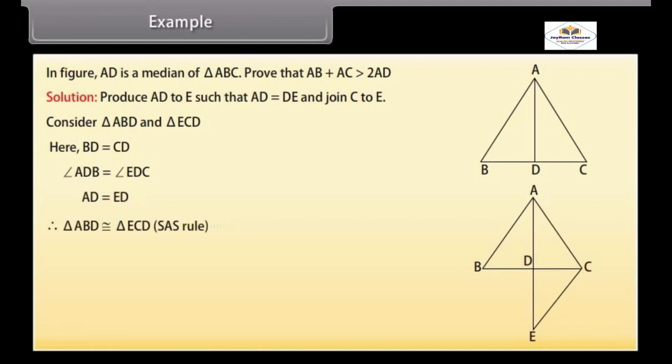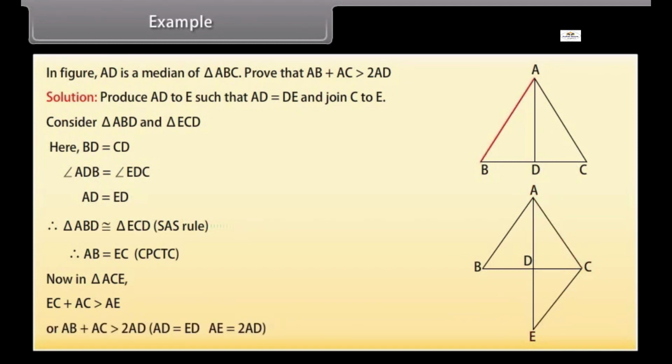Therefore, by SAS congruence rule, triangle ABD is congruent to triangle ECD. Therefore, AB is equal to EC, CPCTC. Now, in triangle ACE, EC plus AC is greater than AE, or AB plus AC is greater than 2AD, because AD is equal to ED, which implies that AE is equal to 2AD.